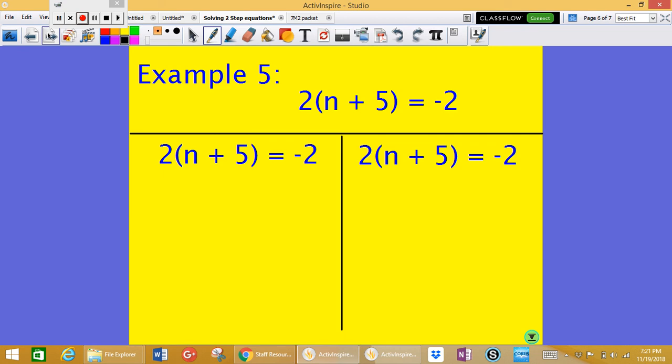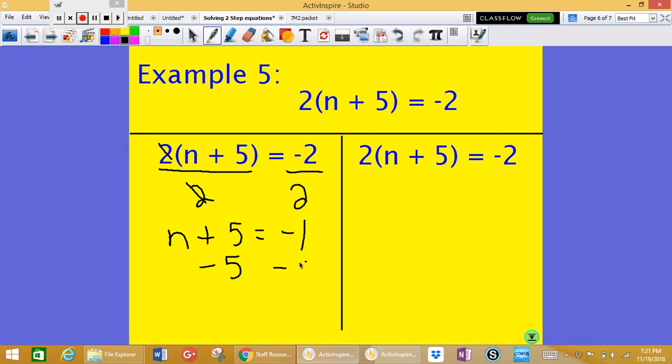Example 5, with the distributive property. Again, two different ways. The first way is I'm going to divide the 2 out. So then 2 divided by 2, so n plus 5 equals negative 1. Then I'm going to subtract 5, so n equals negative 6.